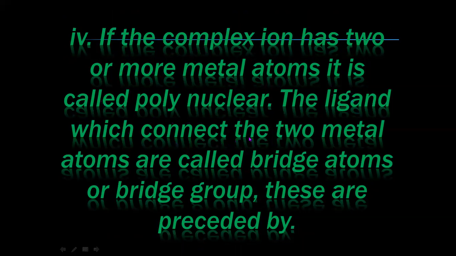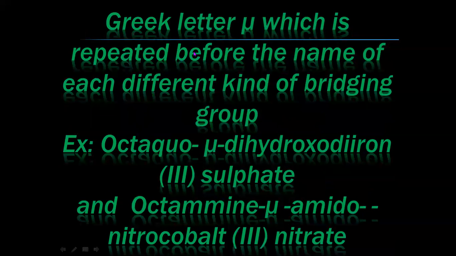Now the ligand which connects the 2 metal atoms is called a bridge ligand. It will form a bridge which connects atoms of 2 different metals, or it is a bridge group. These are preceded by the Greek letter mu, which means we have to write mu before the name of each different kind of bridging group. So we write mu before the ligand which is forming a bridge, or bridging group.